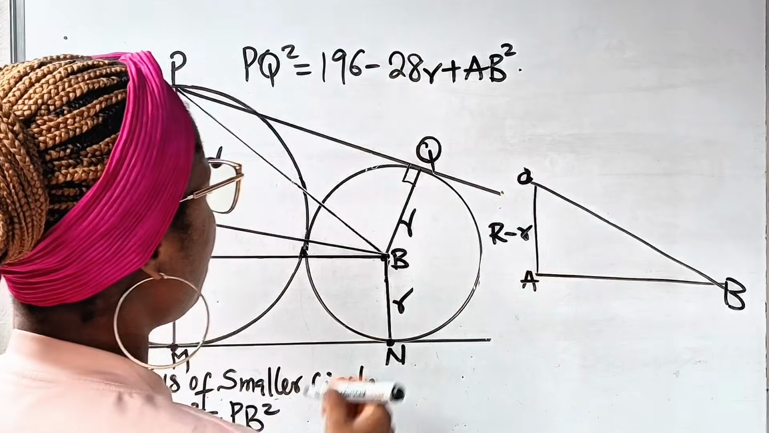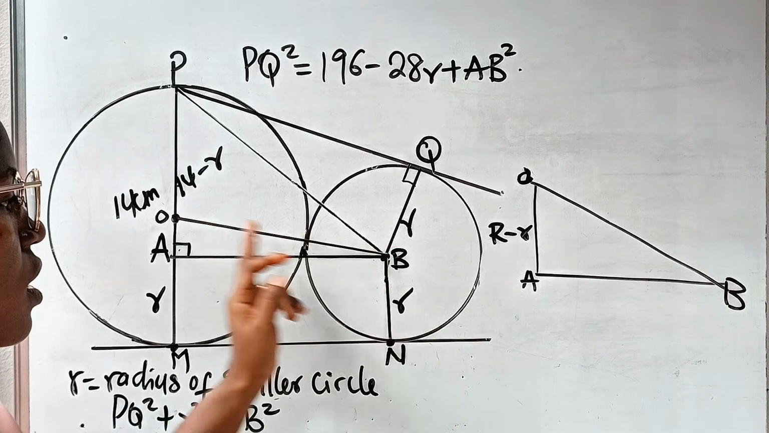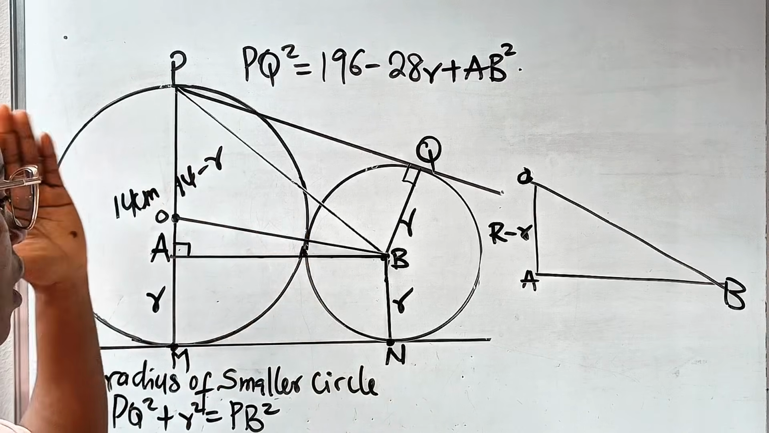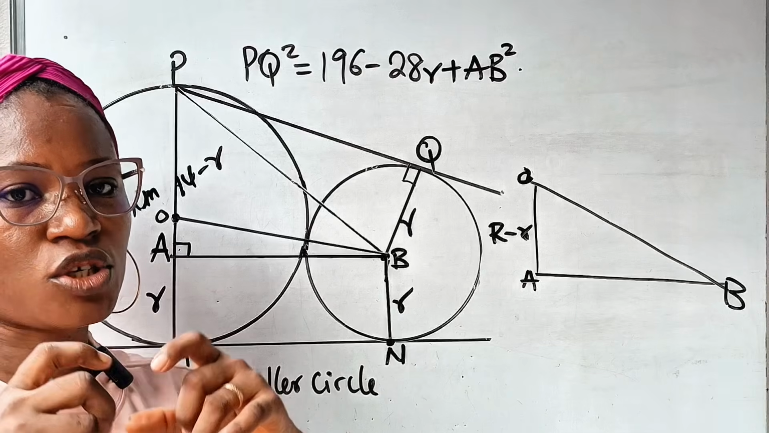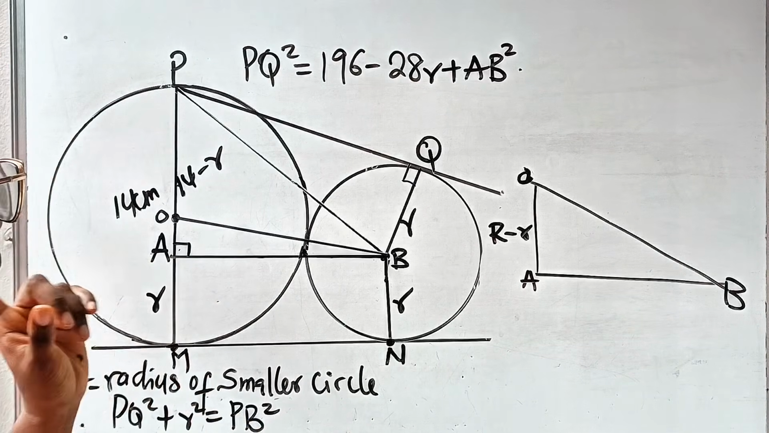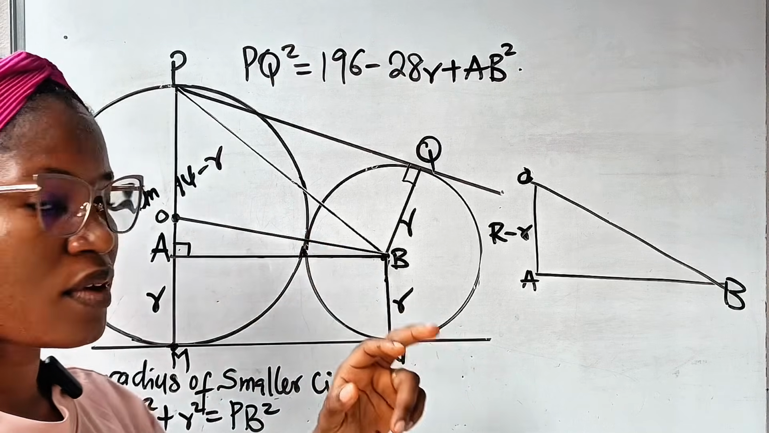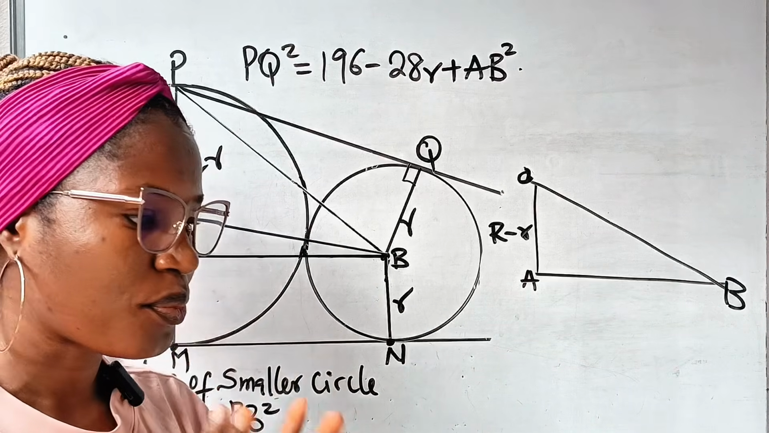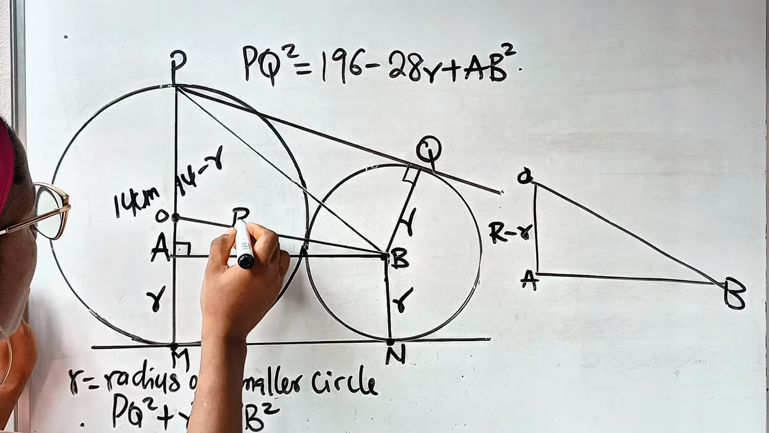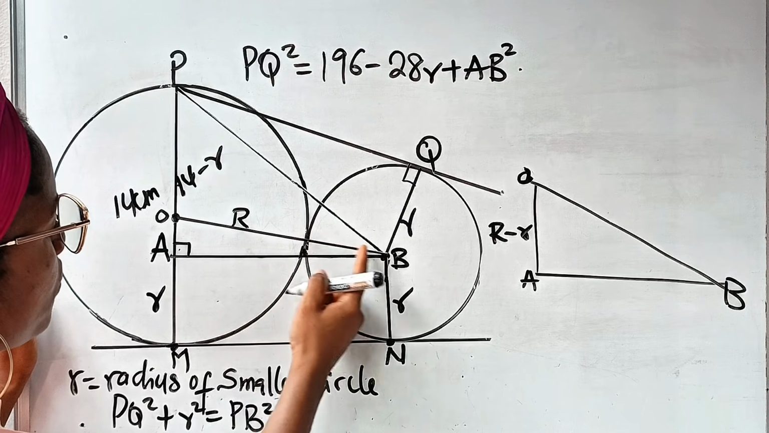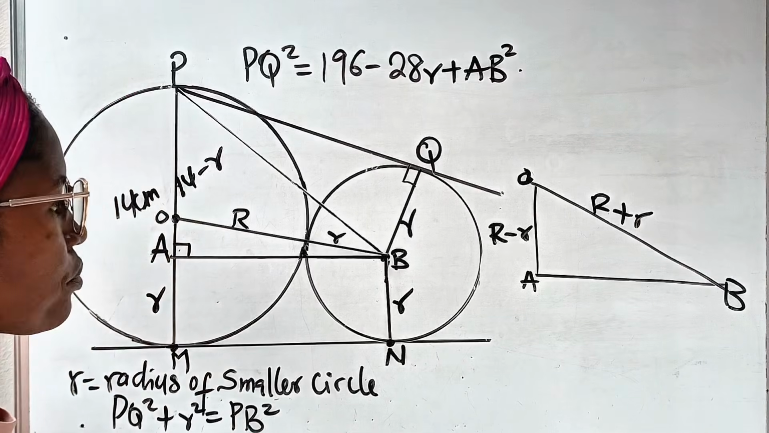Now let's talk about OB. You can see that OB joins the two circles together, and it passes through their point of intersection. Because when two circles meet each other externally, a straight line joins the two centers and the point of intersection. They all lie on a straight line. Yes, it's a theorem. So OB will give us the capital R, from O to this place, and from here to here is the small r. So OB will be capital R plus the small r.